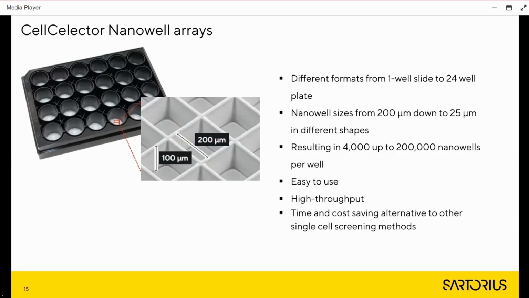Based on the format, it is also possible to select up to 200,000 nanowells per well. Plating cells in a nanowell plate is easy and takes only 5 minutes, as we add cells in the media to the well and spin them down using a centrifuge or let them sediment. These plates support high throughput experiments and save time and money in the process. Mainly that's achieved by replacing stacks of 96 and 384 well plates.